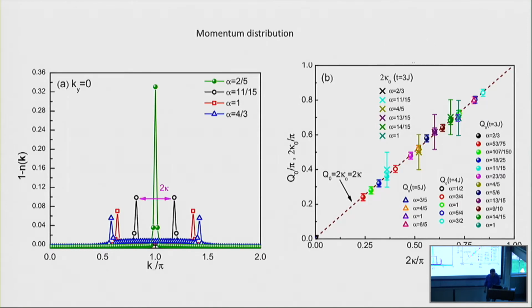The last thing I'm going to show is that if I look at the momentum distribution, then one discovers, again for different alphas, that sometimes it has a peak, and when there's a peak, the charge oscillation also disappears.